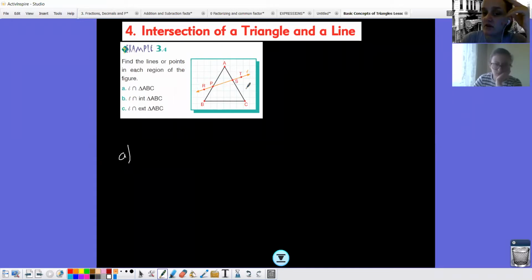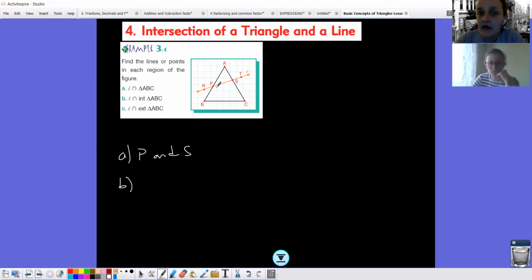RT is on the triangle. No, it will be P and S. Here in A, the intersection of L and the triangle is P and S only. But in B, as you see, it says the interior region of the triangle. In the interior region of the triangle, with L, which part do you have?